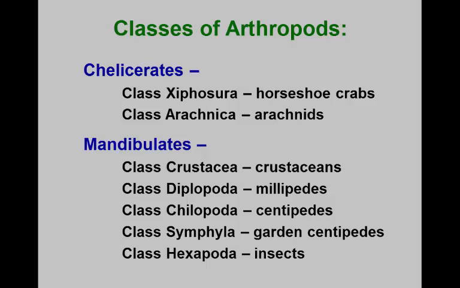And finally, the hexapoda. What does the name hexapoda mean? Six-legged. So those are the six-legged organisms. They have three pairs of legs. Those are also the ones that have those three body regions. They have the head distinctly different than the thorax, and that distinctly different than the abdomen.